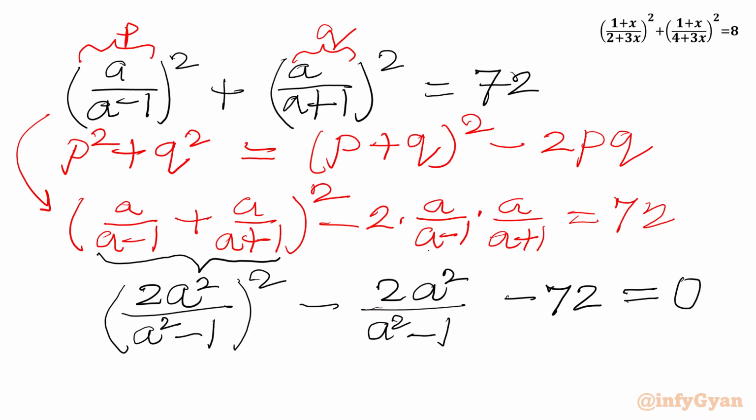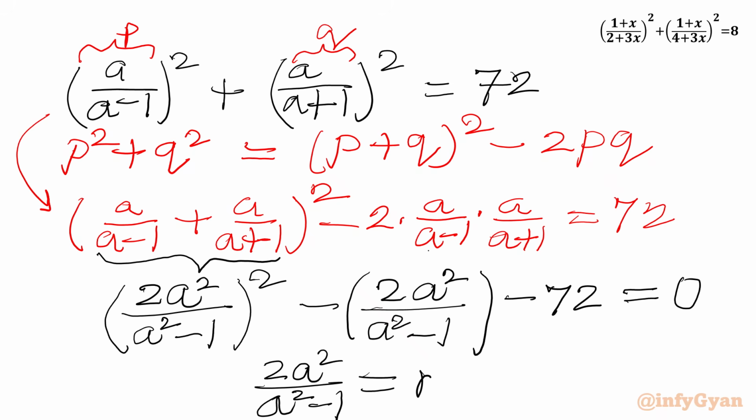Now this is quadratic equation in 2a square over a square minus 1. So let us assume 2a square over a square minus 1 equal to m. So our equation will become m square minus m minus 72 equal to 0.